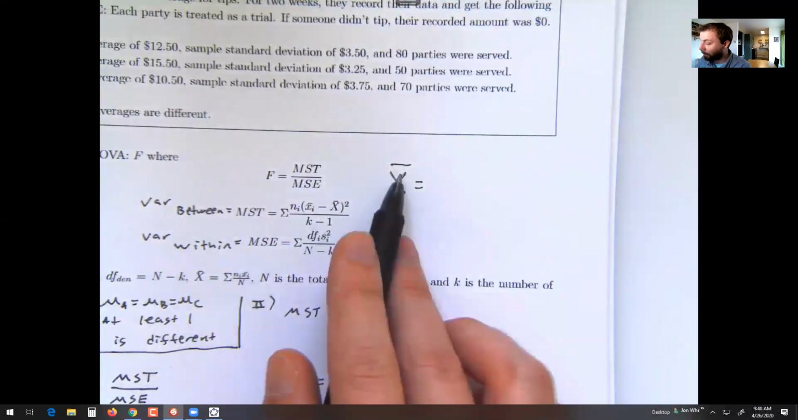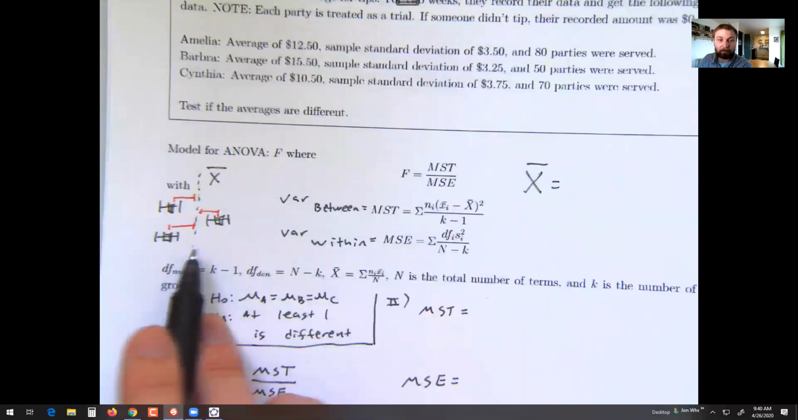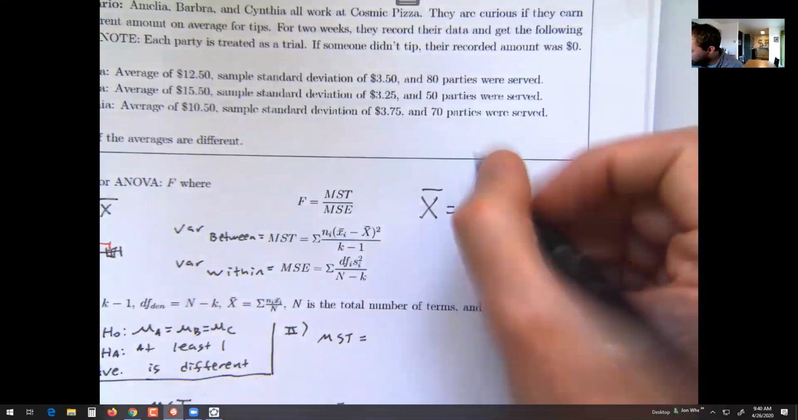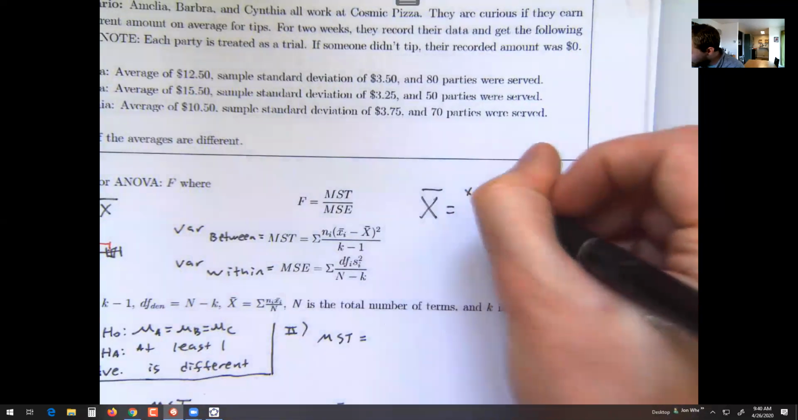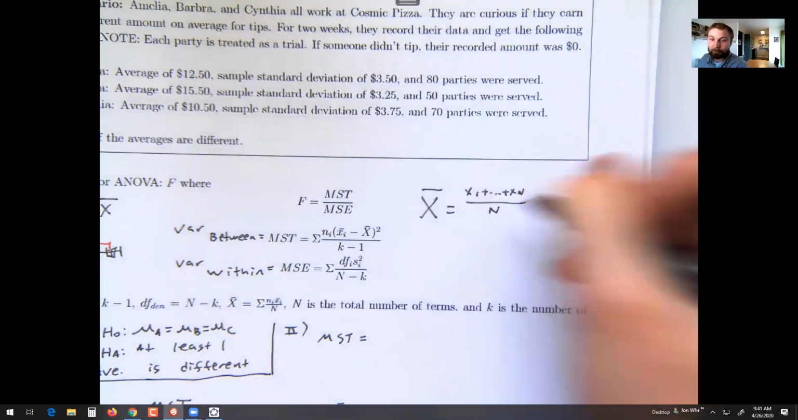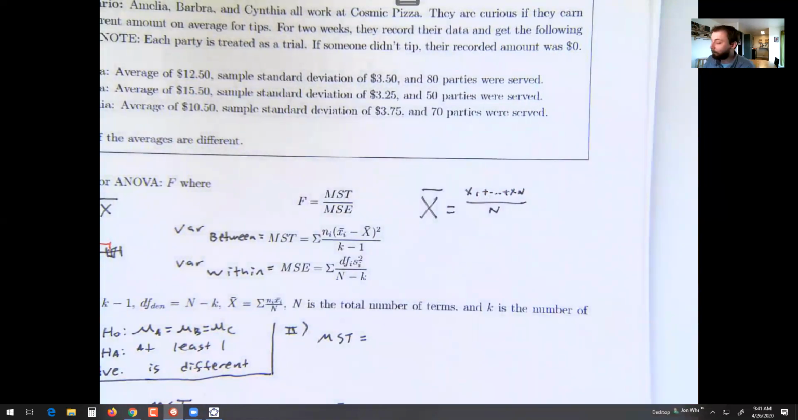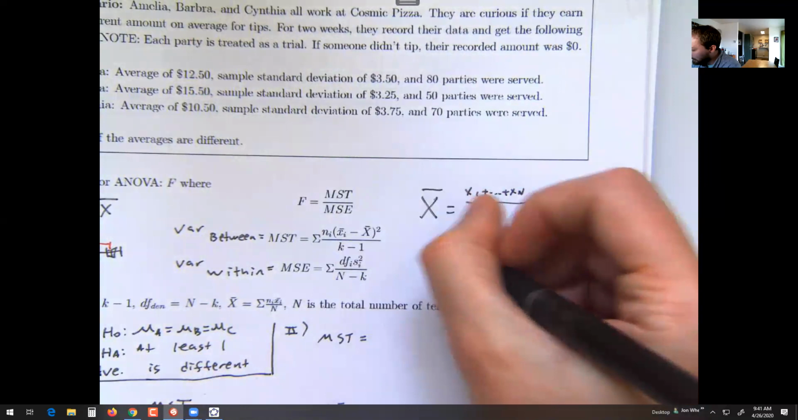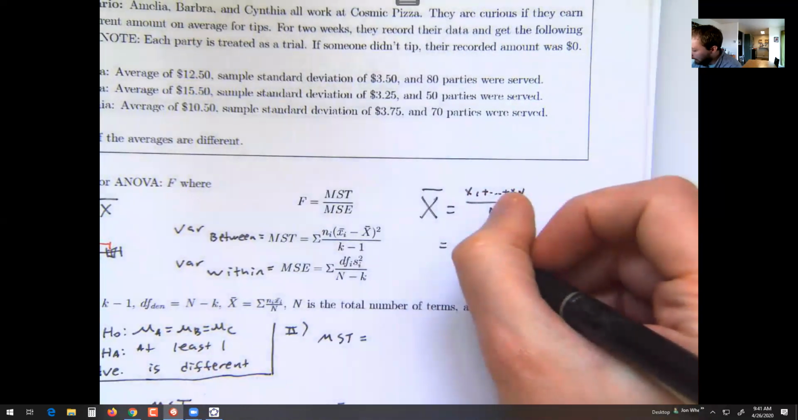I need to find an overall average as this center line to do this comparison for the between. This capital X bar, I would find by taking all of the values, adding them up, and dividing them by the total number of terms if I had the raw data. If I don't have the raw data, this is just a weighted average. Here's what I mean by that.